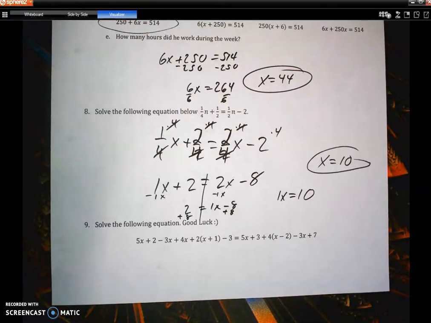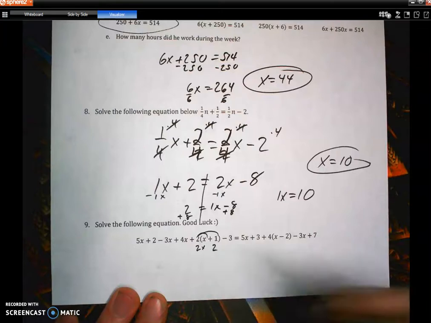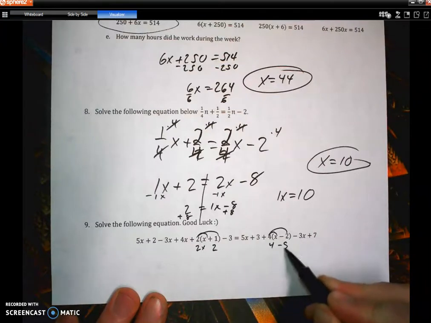Good. Number 9. Ooh, look at that beast, right? Solve the following equation. Good luck. Well, parentheses first, then combine like terms. Why don't we do that? 2 times x is 2x. 2 times 1 is 2. 4 times x is 4x. 4 times negative 2 is negative 8.